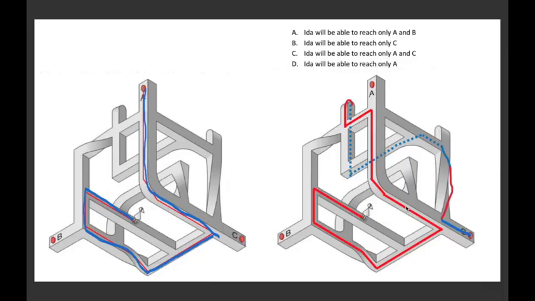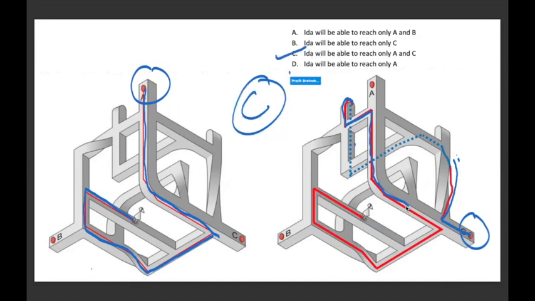Yahan se she goes at the back. At the back surface, she goes on the dotted trajectory, reaches here, then comes in the front and then takes up this path like we saw with A and then reaches back. So she can reach A as well as C. So the correct answer is option C. Okay, where we are saying that IDA will reach only A and C.